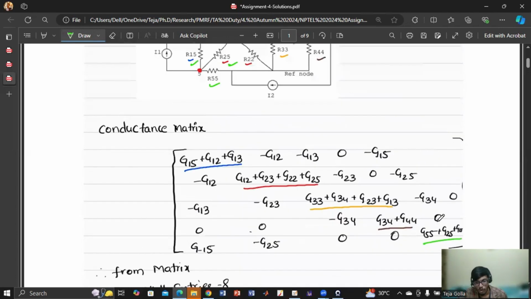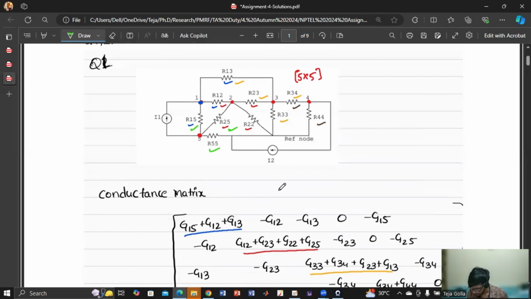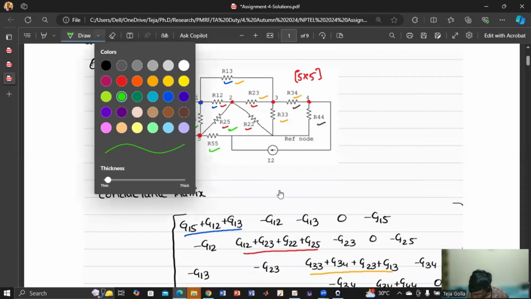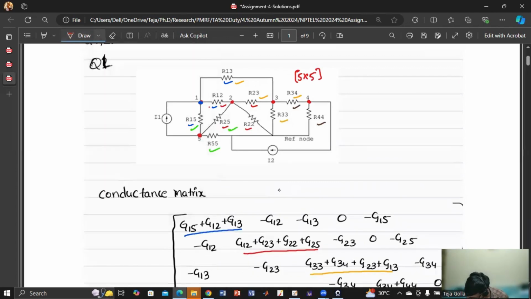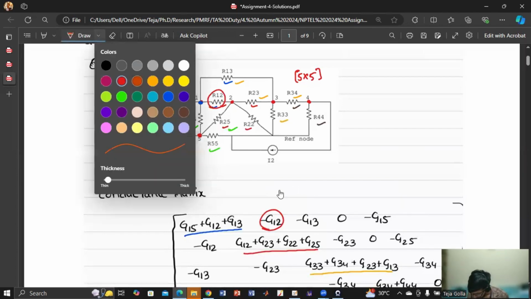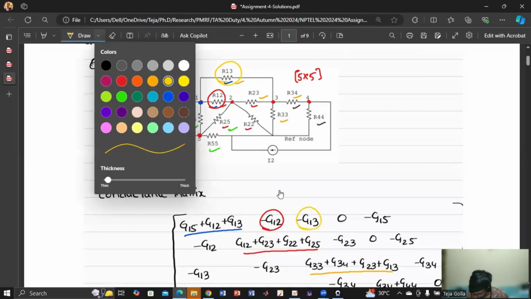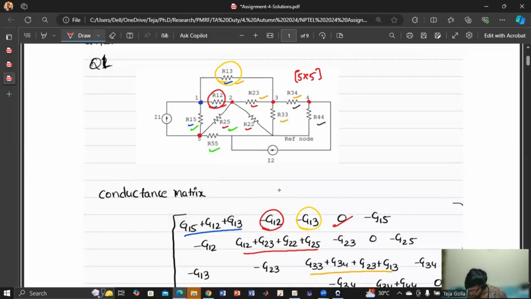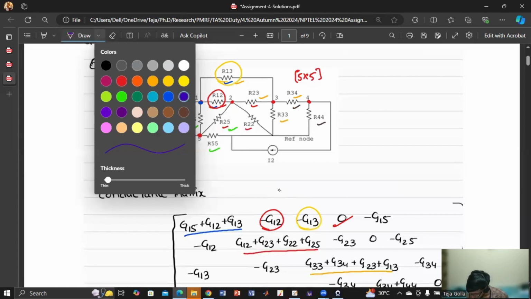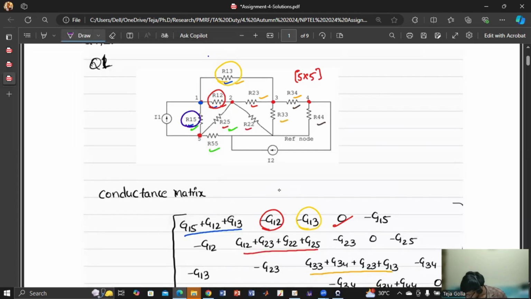So now we'll do the off diagonal elements. So A12 is negative of the resistor connected in between 1 and 2. And between 1 and 3 we have R13, so G13. Between 1 and 4 we don't have anything, right? So that's why we got 0, because between node 1 and node 4 there is no direct resistance connected, and between node 1 and node 5 we have R15. So that's why we have minus G15. Got it?